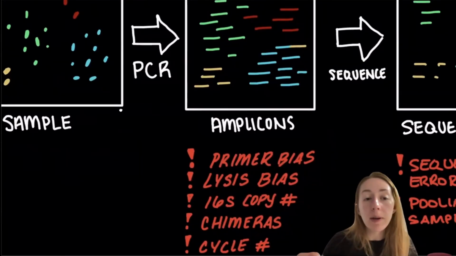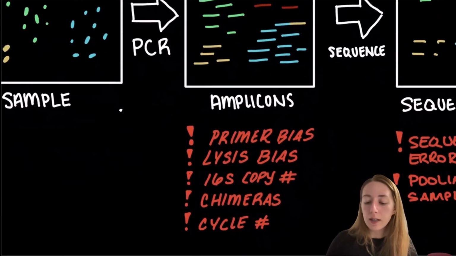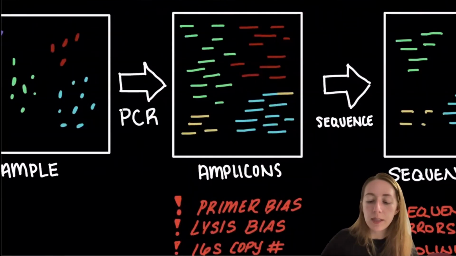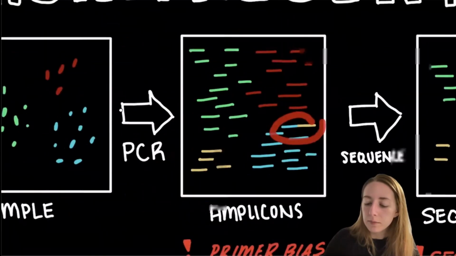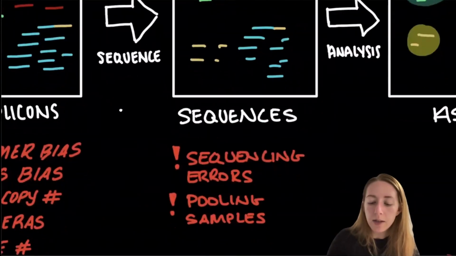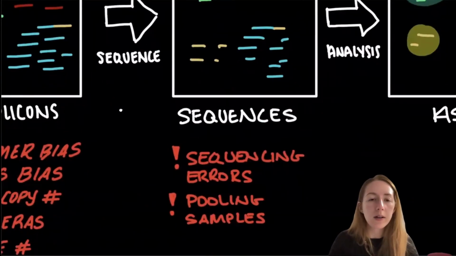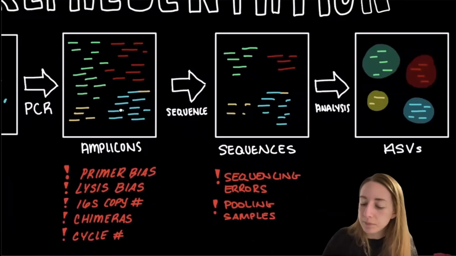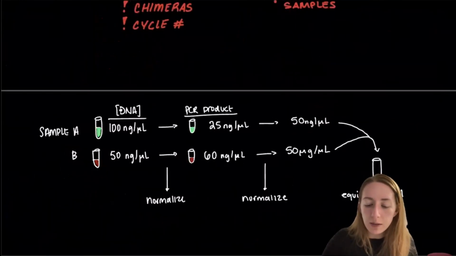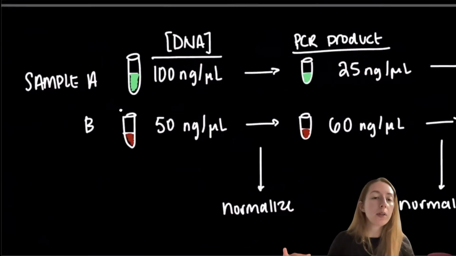There could be a lysis bias, so some microbes might be much harder to lyse in the beginning than others. There might be more than one 16S copy in their genome. And PCR can also generate some of those chimeras. Then you're off to sequence, and that can also introduce sequencing errors. And when you're pooling, you want to make sure everything has been pooled equally. We want every sample to be represented with the same DNA concentration of their PCR product, and you end up with ASVs.